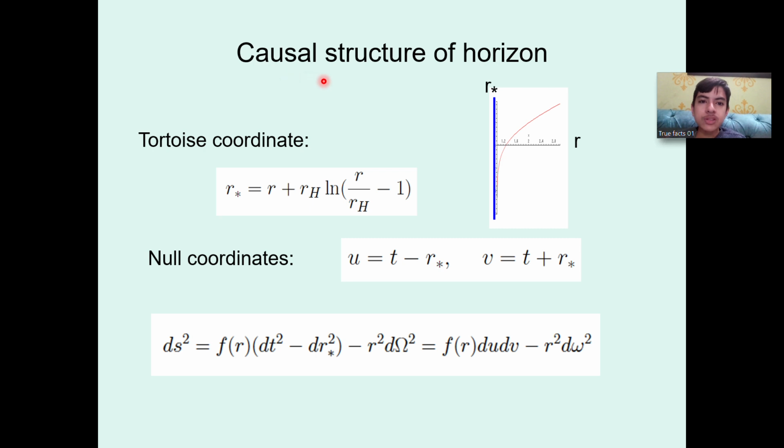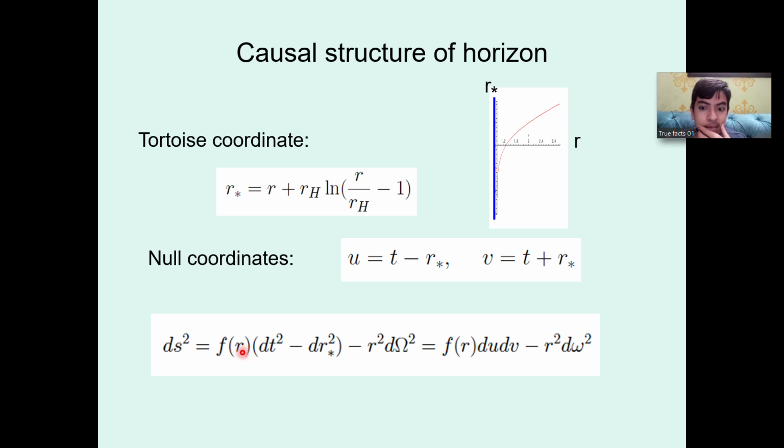For the causal structure of the horizon, we use the tortoise coordinates to mark them. That is r star equals r plus r_h ln of (r over r_h minus 1). The null coordinates for this would be u equals t minus r star, and v equals t plus r star.